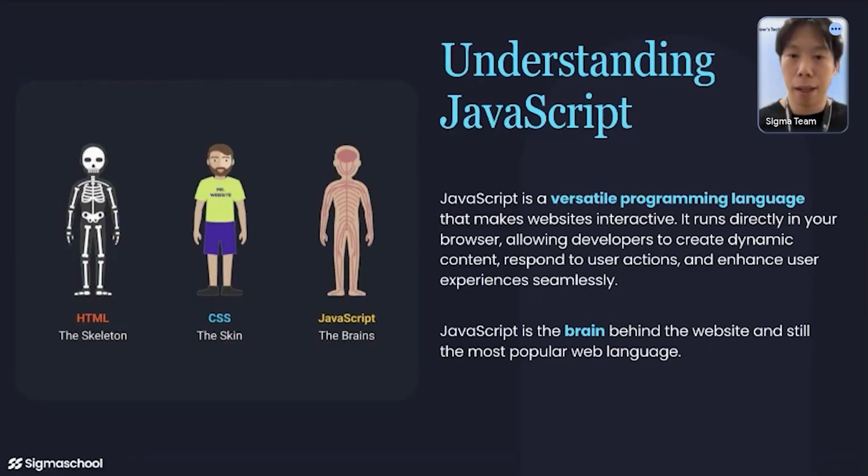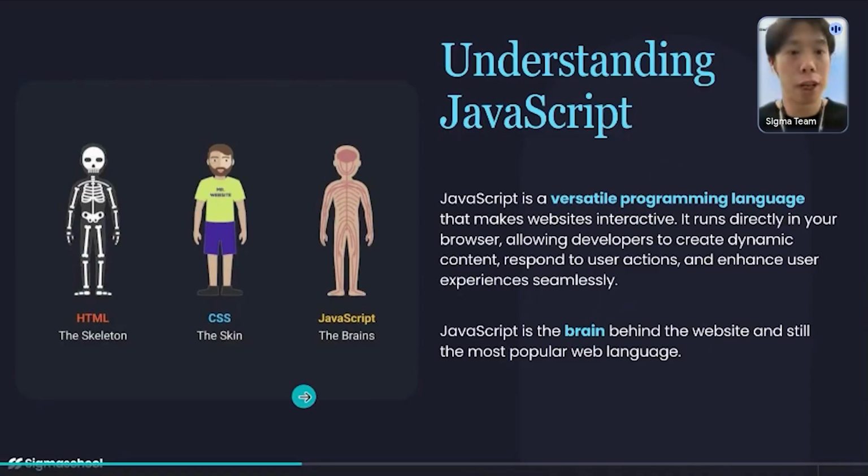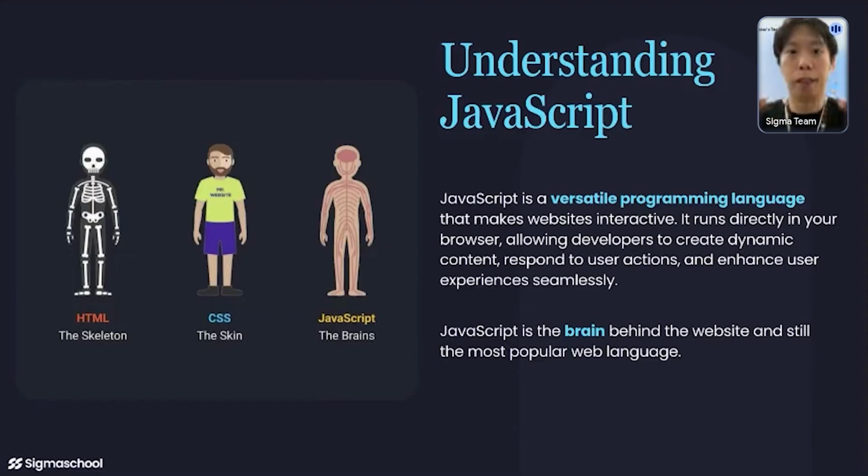In layman's terms, what a lot of people call web apps comprise these three elements: HTML, CSS, and JavaScript. JavaScript lives in there as what we call the brain. HTML is the skeleton that holds the web app in place.